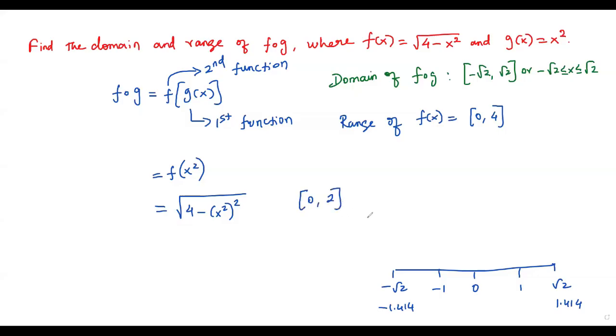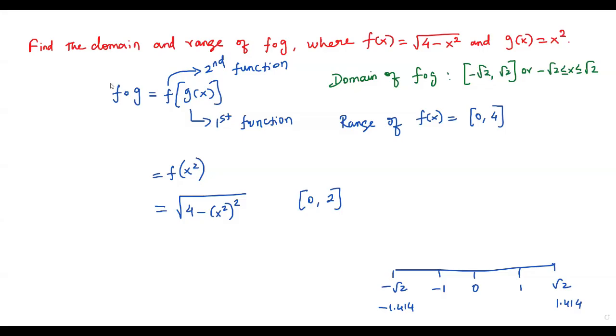Now I got the range of the composite function, 0 to 2. Already we got the range of the second function f of x, 0 to 4. As I said already, the range of a composite function must lie inside the range of the second function. That means the range of the composite function has to be a subset of this interval. So how do we conclude?